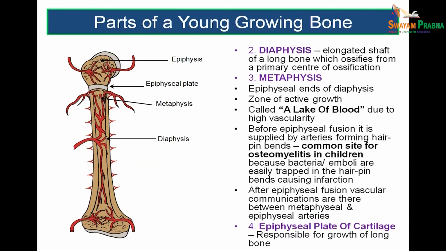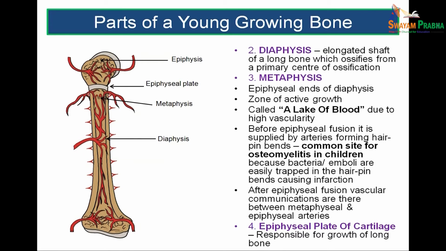It's the zone of active growth in a bone. It's called a lake of blood because it is highly vascular. Before epiphyseal fusion, if you look at the nutrient artery, it branches and goes upwards and then turns sharply here to give hairpin bend vessels. And because of this, the metaphyseal ends of bone are prone to osteomyelitis.